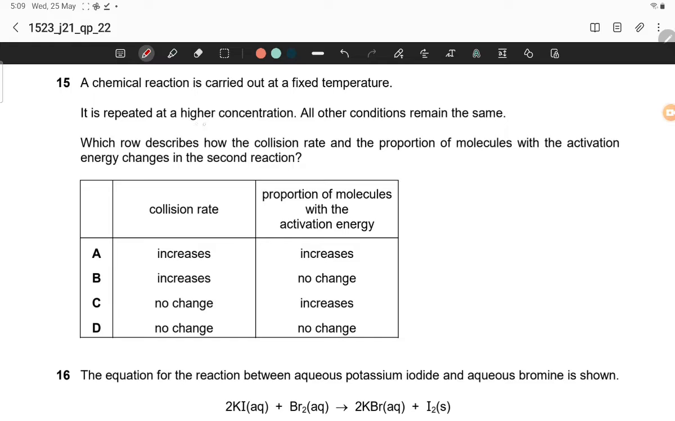A chemical reaction is carried out at a fixed temperature. If it is repeated at higher concentration, all other conditions remain the same. Which row describes how the collision rate and the proportion of molecules with the activation energy change in the second reaction? The temperature is fixed and constant, and the concentration is higher. Only concentration is going to change.